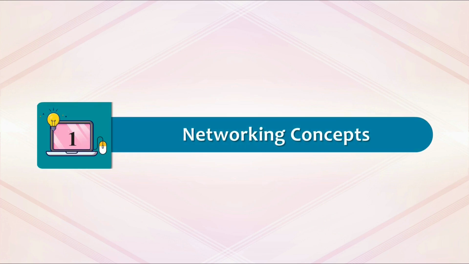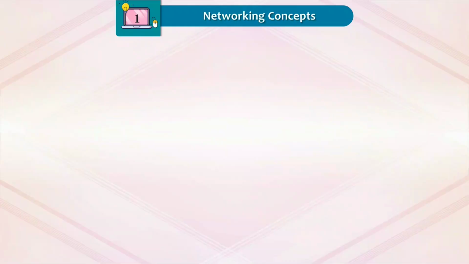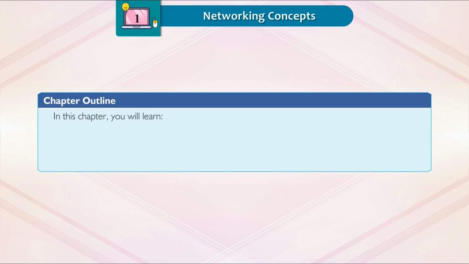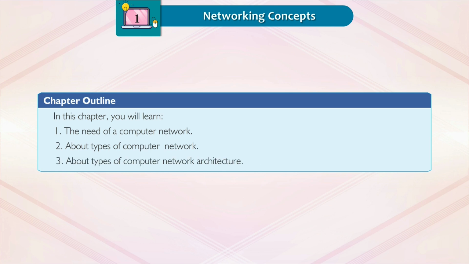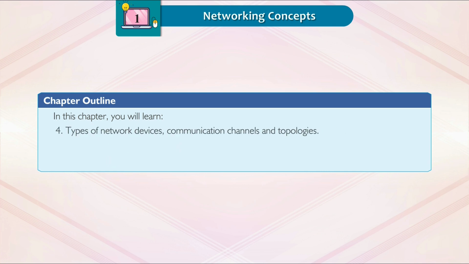Chapter 1: Networking Concepts. Chapter Outline. In this chapter, you will learn the need of a computer network, about types of computer network, about types of computer network architecture, types of network devices, communication channels and topologies.